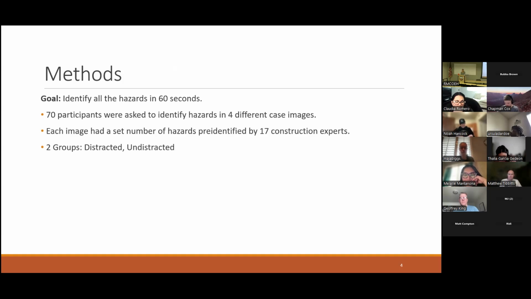So there were a total of 70 participants, and each one was shown 4 different case images. And then each image had a set number of hazards that were previously identified by 17 construction experts. So the next slide is going to be the undistracted group. So if people can just shout out hazards that they see in the image, that'd be great.